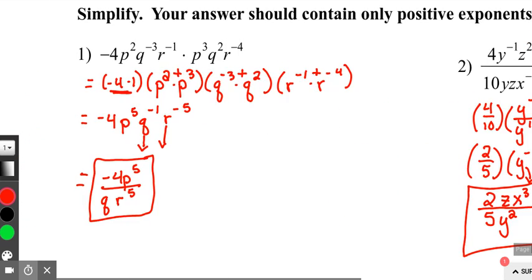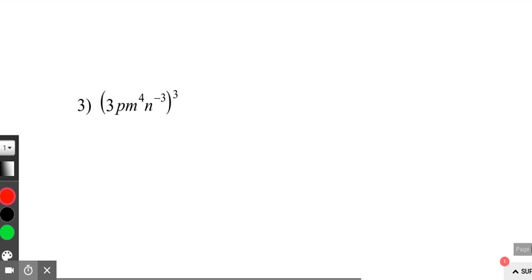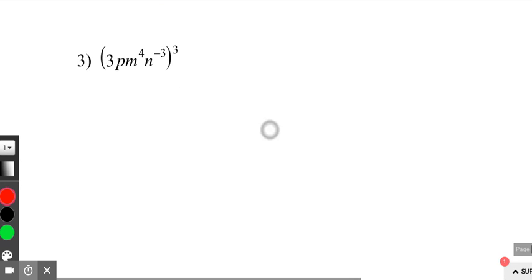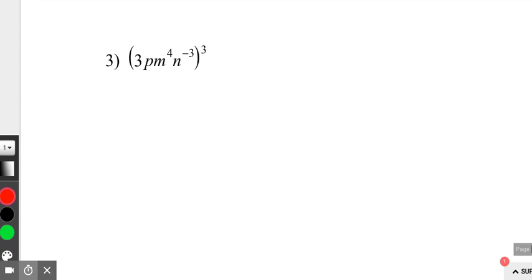The last type that we have is just the power property. And with the power property, we are multiplying exponents. So notice I have a monomial inside of here, and the whole thing is raised to the 3rd power. Well, what I'm going to do is take every single exponent. So 3 to the first, p to the first, m to the fourth, n to the negative third, and I'm going to multiply each of those exponents by that 3.